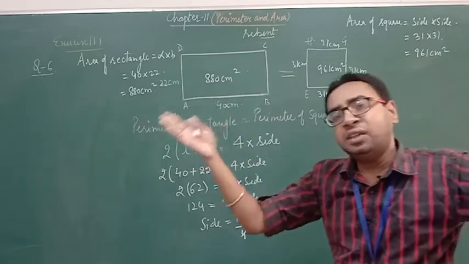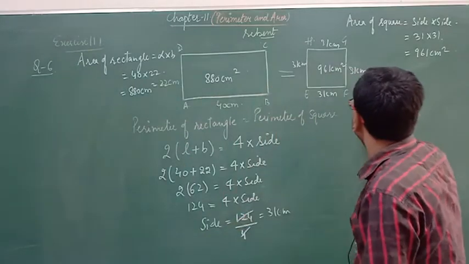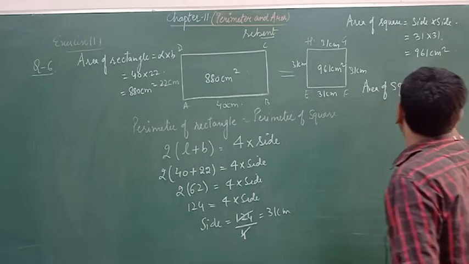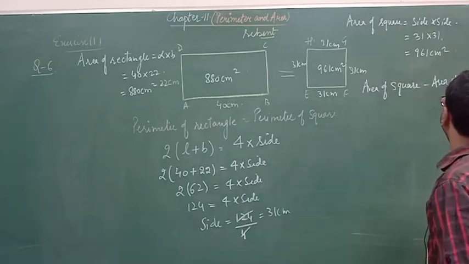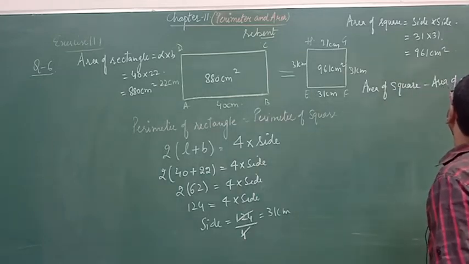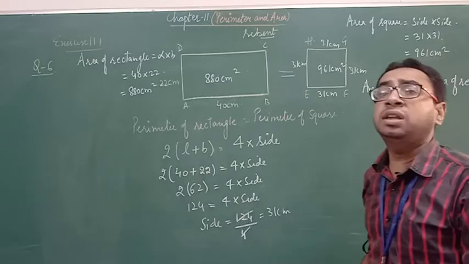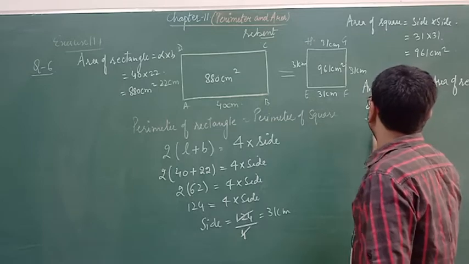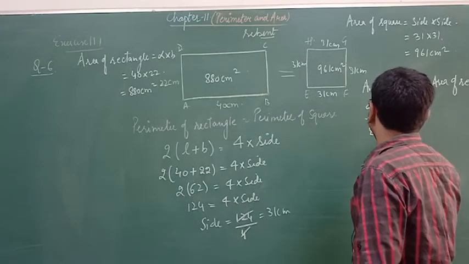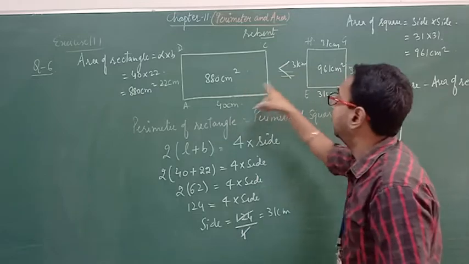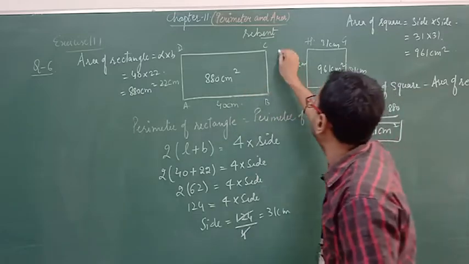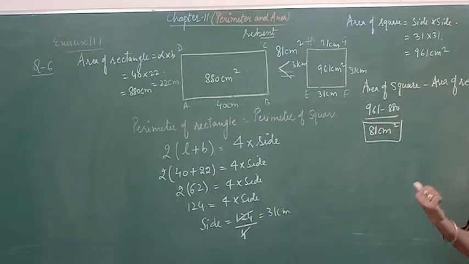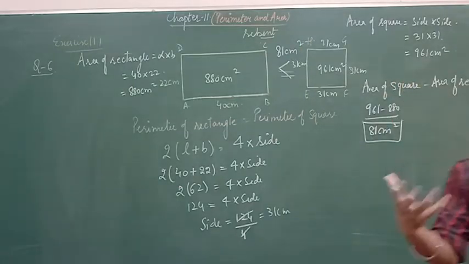What will you do? Yes, very good, you will subtract. Area of the square minus area of the rectangle. So you may have a question: by how much is the area of the square greater than the area of the rectangle? That is 961 minus 880, that is 81 centimeter square. It means the area of the square is greater than the area of the rectangle by 81 centimeter square. Are we clear? Any doubt anyone is having under this question? Clear? Question number 8.